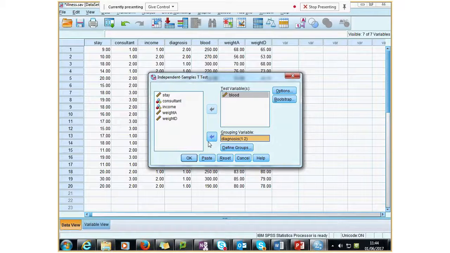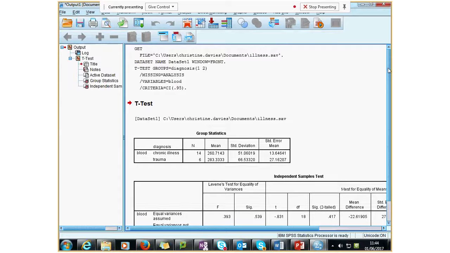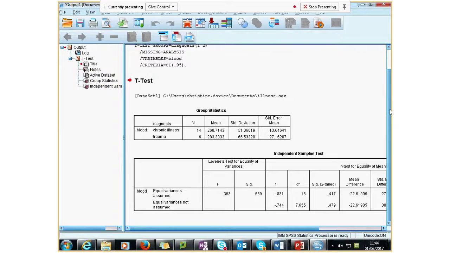And basically then, we click OK, and this is the sort of output that we get. So we can see here that the total number of individuals involved is 20. We can see that we've got means and standard deviations as well, if we're interested in that. These are descriptive statistics that may be valuable to us, that we may wish to talk about.